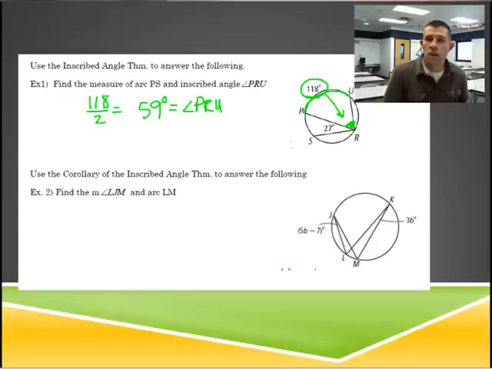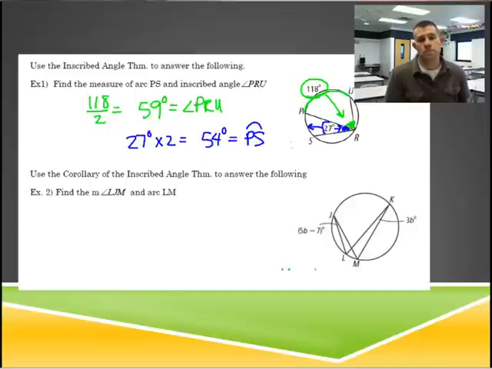Likewise, if I take a look here, I see that this angle SRP is 27. Now going from the angle out to the arc, I'm going to have to double it. So take the 27 degrees, which is your inscribed angle, and multiply it by 2, and now this will give me my arc measure. In this case, this arc measure will be 54 degrees, and that's the arc of PS.